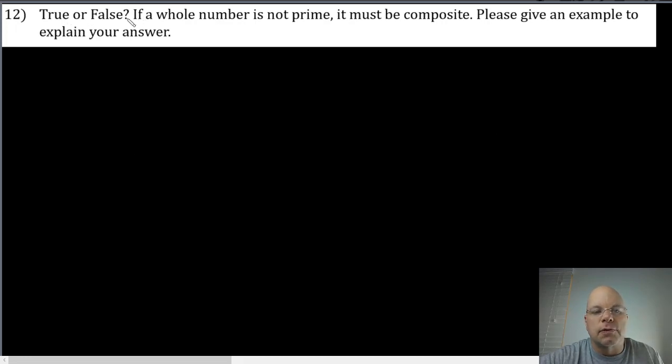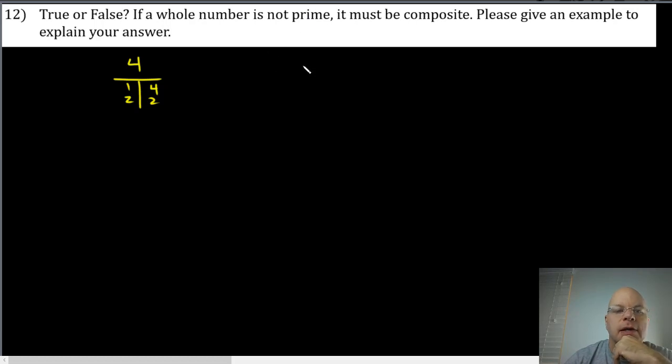Number 12 is a true or false question, but we need to explain our answer by giving an example. If a whole number is not prime, it must be composite. Well, if you think of a number that is not prime, like 4, that is composite because it has factors other than 1 and itself. So it seems like a true statement at first, because most numbers that you think of that are not prime will be composite.